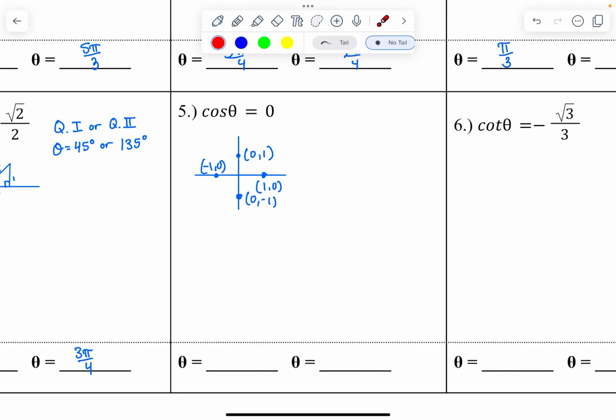And so if we want cosine to be 0, that's the x value. So that's here on the y-axis. So that corresponds to 90 degrees or 270 degrees. Or in terms of radians, that's pi over 2 or 3 pi over 2.